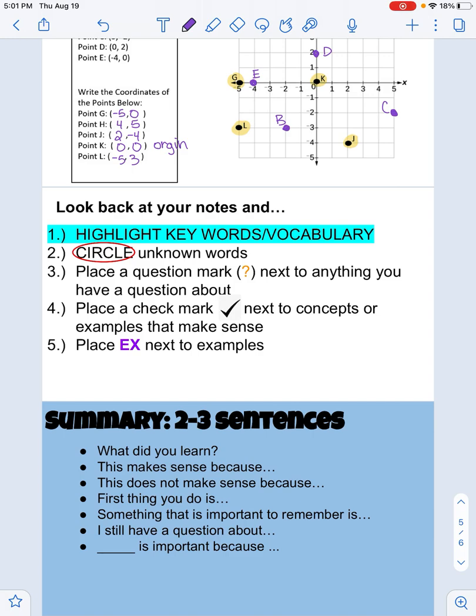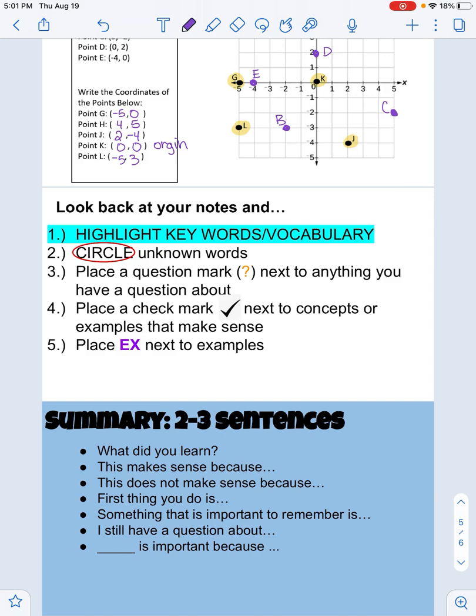Okay, so some things you can think about when you're trying to summarize is, what did you learn? Okay, some sentence stems that you can have would be, this makes sense because, or this does not make sense because. You could say the first thing you do is, and fill in the blank. You can use the sentence stem, something that is important to remember is blank. I still have a question about blank. Or blank is important because blank.